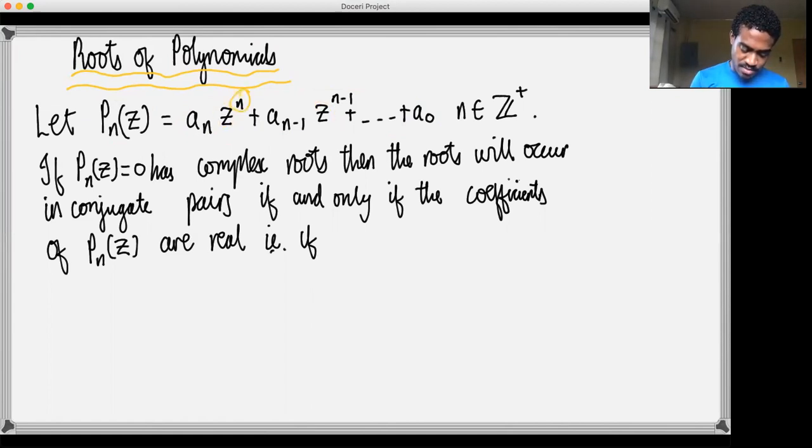And these are the powers. So the powers belong to the set of positive integers. That's basically what they say in there. So don't get confused by that first line. Then we say that if that polynomial equal to 0 has complex roots, then the roots will occur in conjugate pairs, if and only if the coefficients of p subscript n of z are real. These coefficients need to be real.